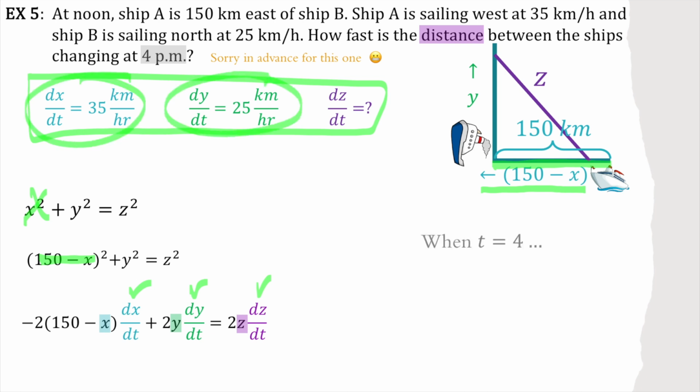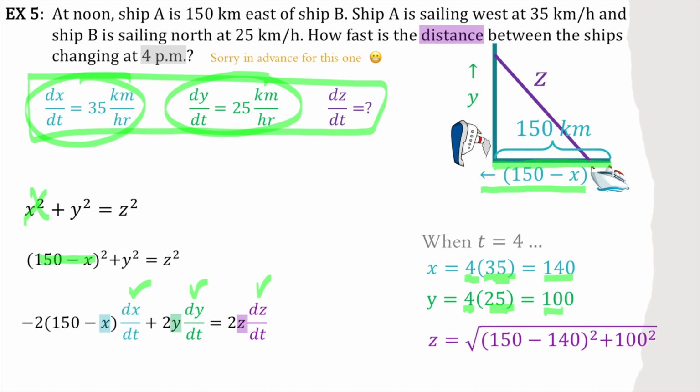So at 4 p.m., when t equals 4, x has become 4 hours times 35 kilometers an hour, so that's 140. y is 4 hours times 25 kilometers an hour, so that's 100. And then z looks terrible, but you can use the Pythagorean theorem, and I'll just tell you it's 10 times the square root of 101.